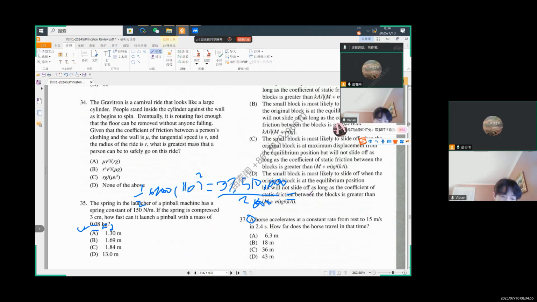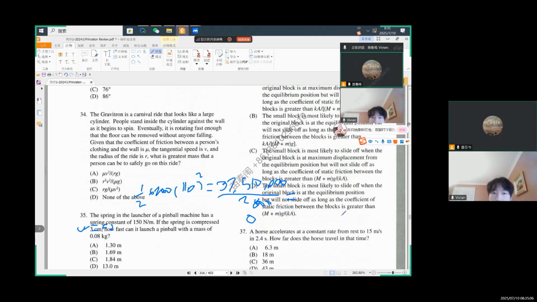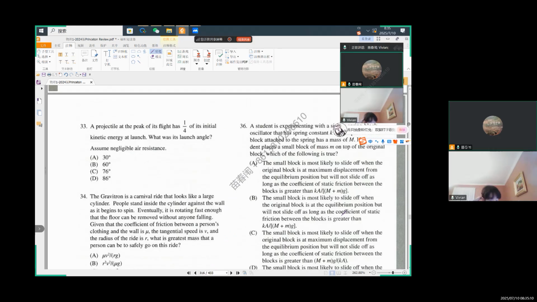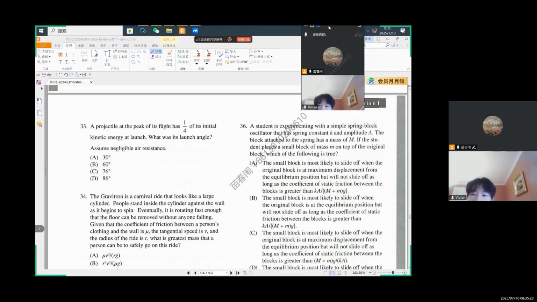37. That's 37. I think you'll be okay. Constant rate. Wait, oh, I didn't clear. We don't have to do 37. I think 37 will be okay. 36. Have you done 36 before? No. Let's do 36. This is level 1. You're experimenting with the... I can't see it.